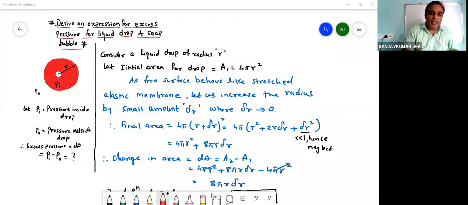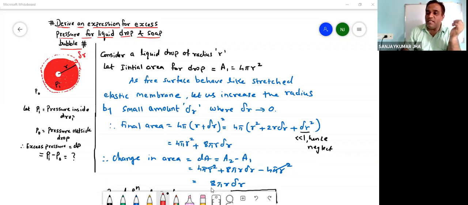As you see here, I just increase the radius of the liquid drop by an infinitesimally small amount delta r, so delta r tends to 0. Now what will be the final area? The initial area was 4 pi r square, so the final area has to be 4 pi, with the radius changed, r plus delta r the whole square. If you open the bracket, a plus b the whole square, you get r square plus 2r delta r plus delta r square.